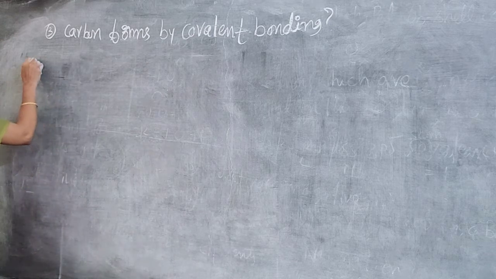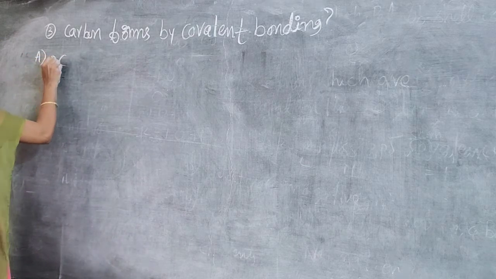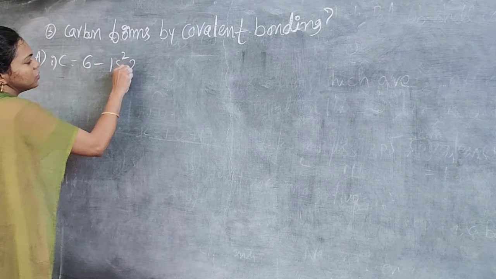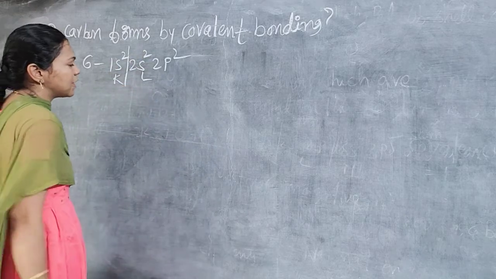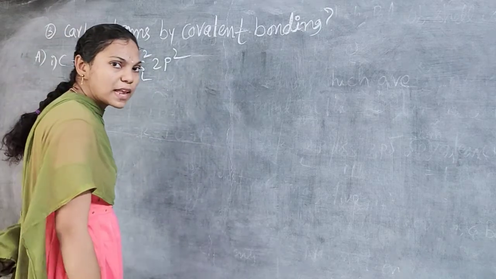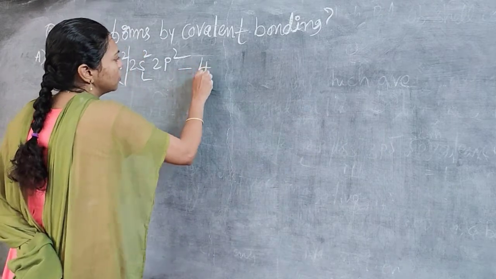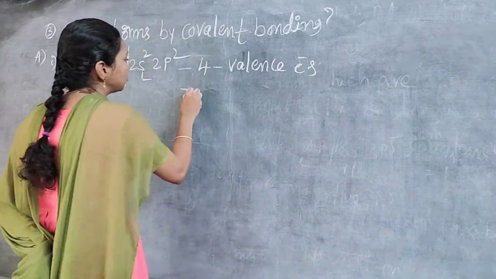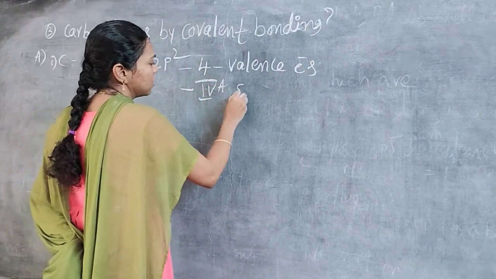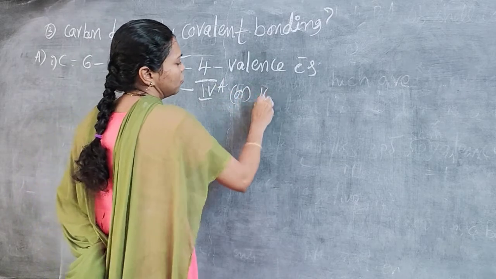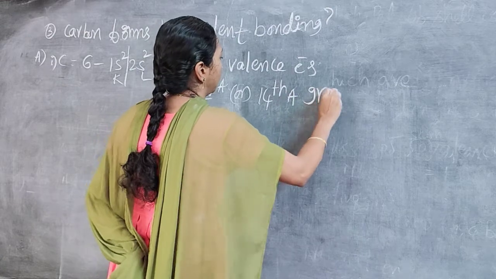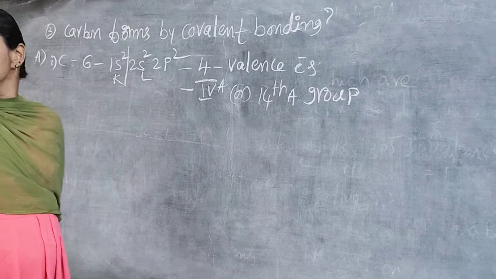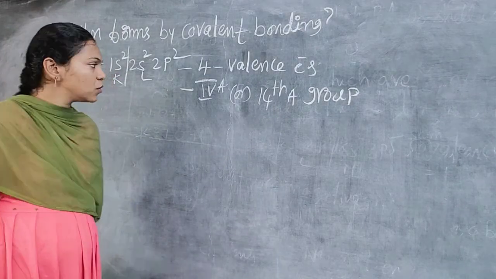The answer is: carbon has atomic number 6. In its electronic structure, there are 4 valency electrons. So it belongs to group 4A, or group 14, because it contains 4 valency electrons.